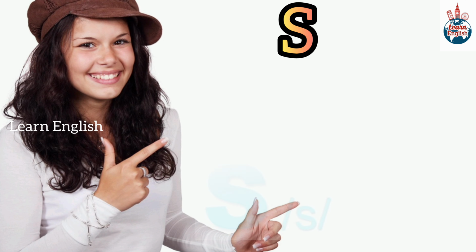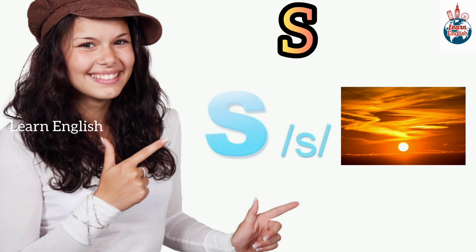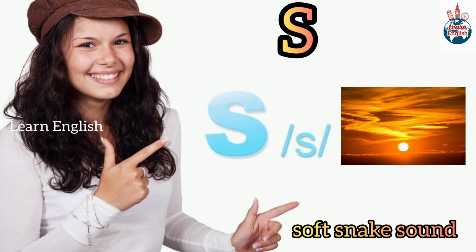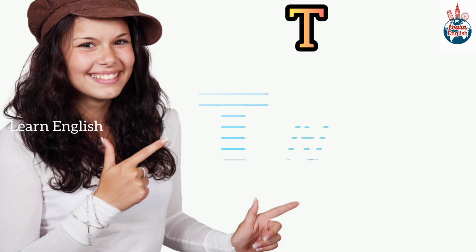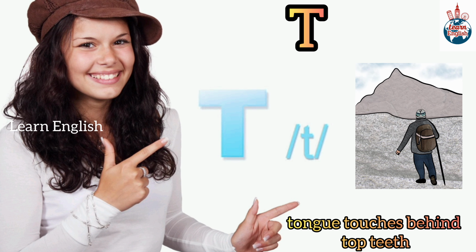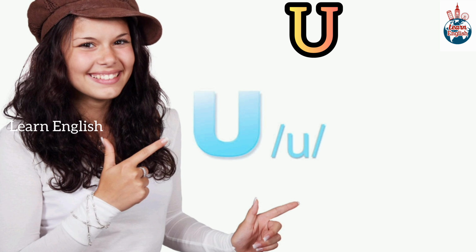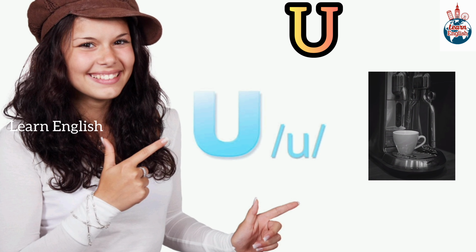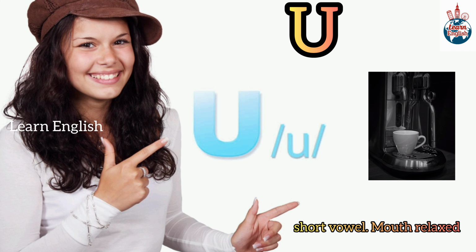S. S makes the sound S as in sun. Repeat: S, sun. Like a soft snake sound. T. T makes the sound T as in top. Repeat: T, top. Tongue touches behind top teeth. U. U makes the sound A as in cup. Repeat: A, cup. Short vowel, mouth relaxed.